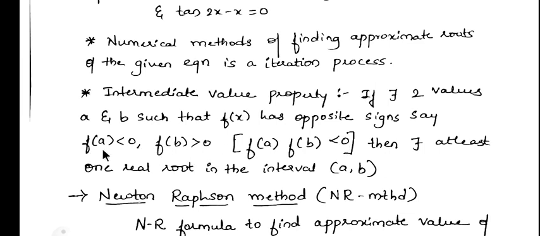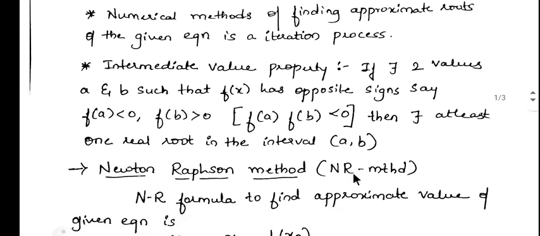Here also f of a can be greater than 0 and f of b must be less than 0. One value must be less than 0 and the other value must be greater than 0. When I multiply both, the answer should be less than 0. Then only there exists one real root in that interval, that is (a, b).